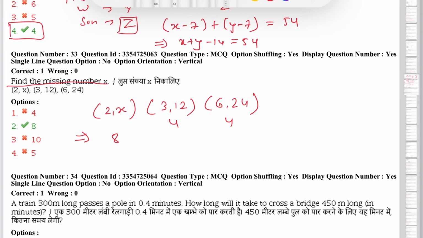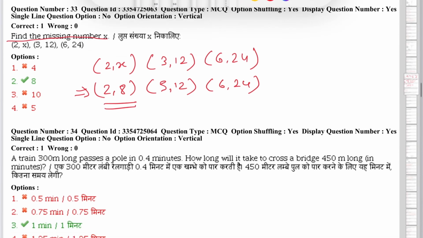I'll write it for you: 2, 8, 3, 12 and 6, 24. So every digit is multiplied by 4. 2 multiplied by 4 is 8, 3 multiplied by 4 is 12, 6 multiplied by 4 is 24. This is very simple.